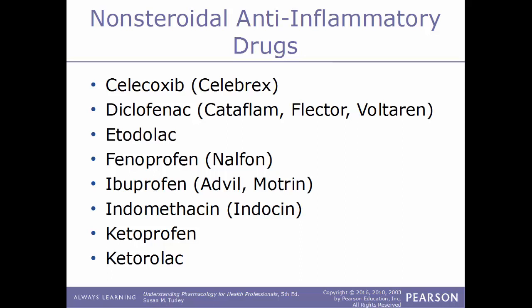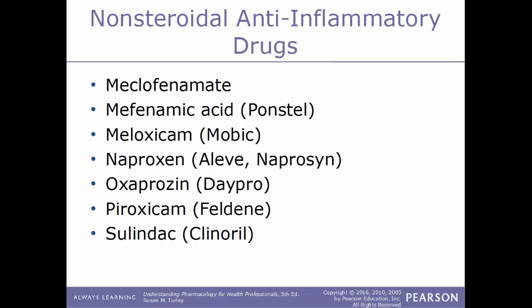Some examples of NSAIDs: celecoxib, which is sold under the trade name Celebrex; diclofenac, which is sold under the names Flector or Voltaren or Cataflam; etodolac; fenoprofen, which is sold under the name Nalfon; ibuprofen, sold under the names Advil and Motrin; indomethacin, which is sold under the trade name Indocin; ketoprofen; ketorolac; meclofenamate; mefenamic acid, which is sold under the name Ponstel; meloxicam, sold under the name Mobic; naproxen, also known as Aleve; oxaprozin, sold under the name Daypro; piroxicam, also known as Feldene; and sulindac, also known as Clinoril.